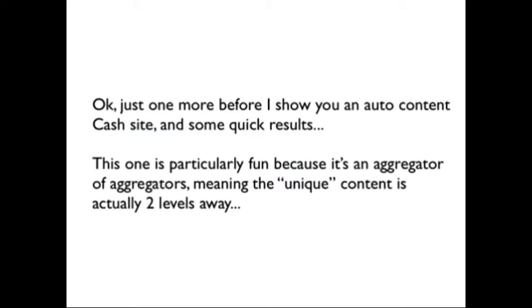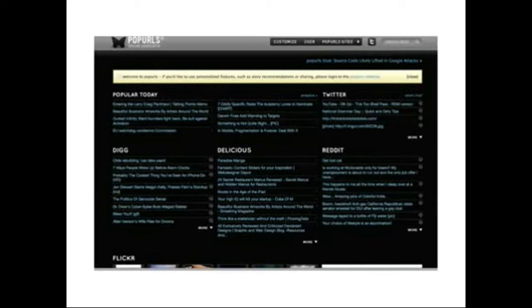Okay, so just one more before I show you an auto content cache site and some quick results. This one that I'm about to show you is particularly fun because it's an aggregator of aggregators, meaning that the unique content is actually two levels away from this site itself. Okay, so you may know this website. It's called Pop URLs, and it's one of the websites that I open almost every morning to kind of grab the quick news out there and what's going on. So what this website does is it essentially takes content from the other aggregators, and then it displays the top content for the day on Digg, the top content for the day on Delicious, the top content for the day on Reddit and Twitter, and if you can see at the very bottom of the screen, also the top images on Flickr. So all it does is it takes the top 10 from other sites that are also basically ranking content in order, and it displays them on this page here.